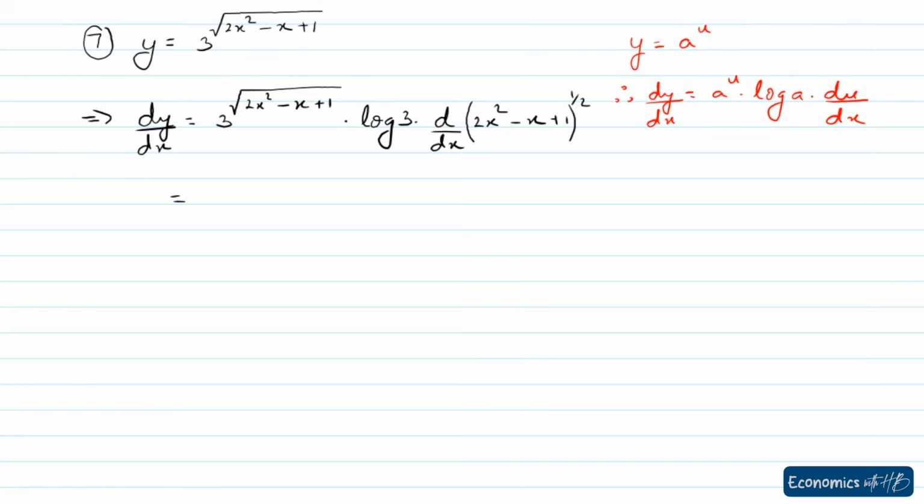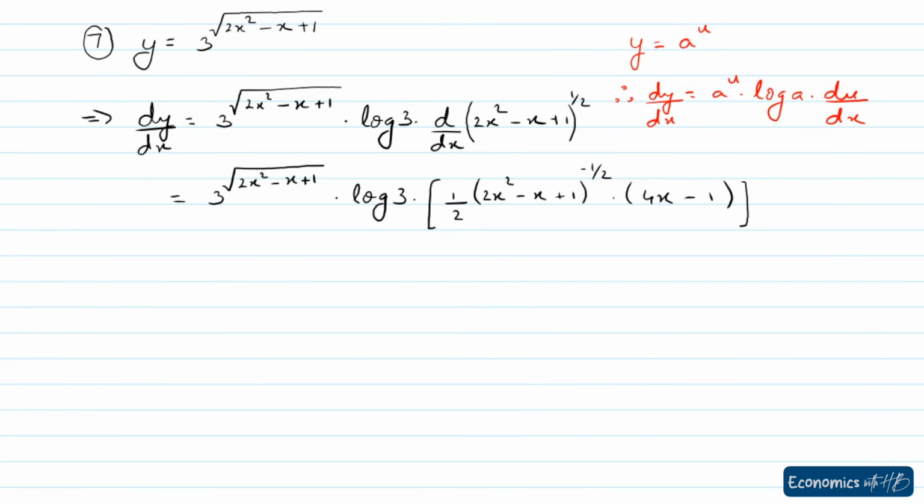So simplifying we get this, d by dx of u is this, further simplifying you get (4x minus 1) over 2 into under root of 2x square minus x plus 1. Alright, let's move to the next question.